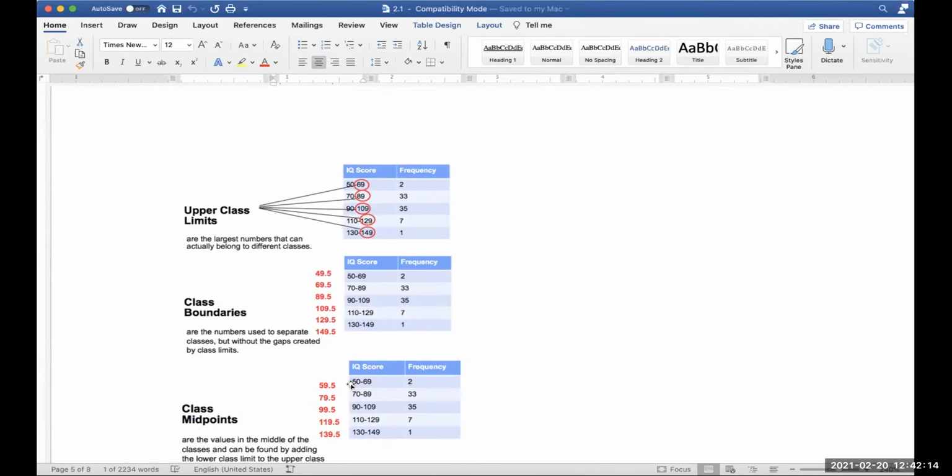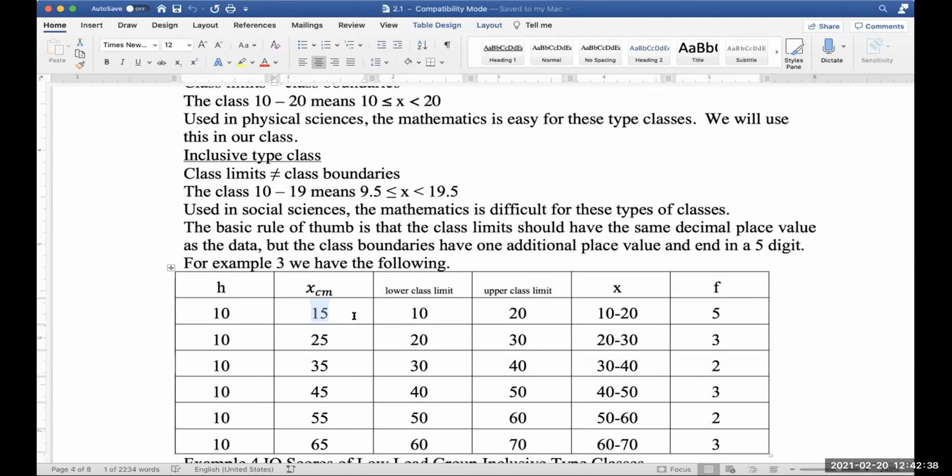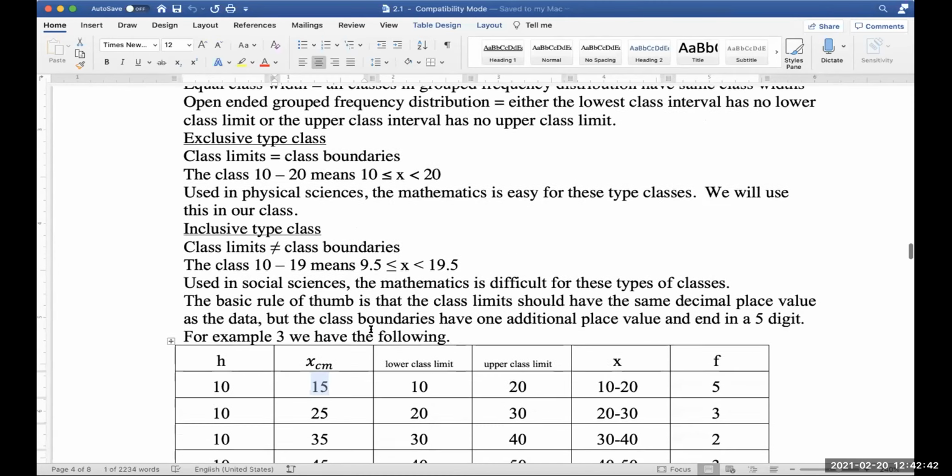So the lower class limit is 50. The upper class limit is 69. 50 plus 69, 119 divided by 2 is 59.5. So the class midpoint for the class 50 to 69 is 59.5. Okay.